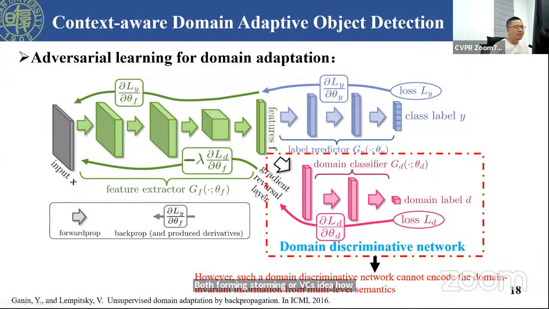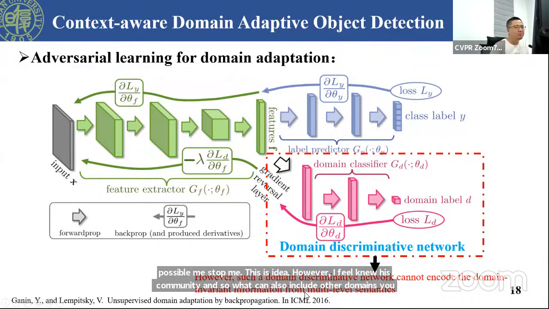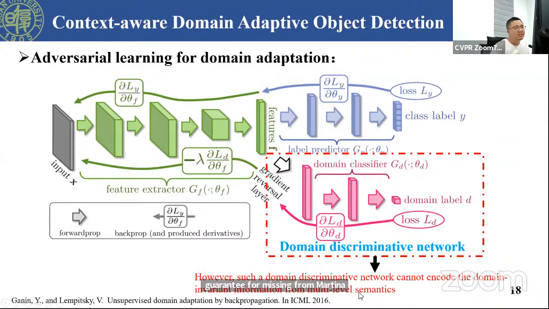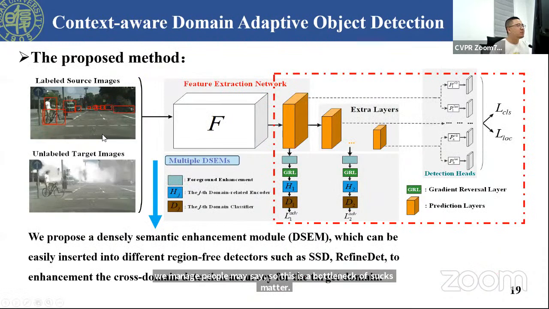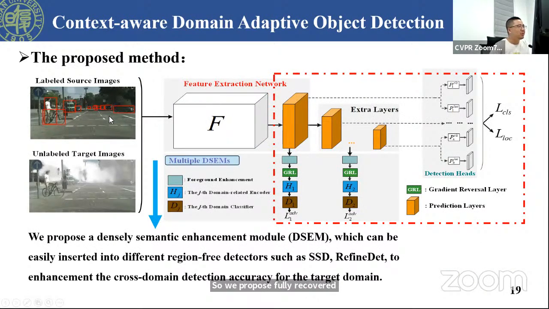However, such a domain discriminative network cannot include domain-invariant information from multi-level semantics. What does multi-level semantics mean? We see this domain classifier only works on a single-level feature F, a single-layer feature F. This cannot include multi-level semantic information. So this is a bottleneck of such methods, and we propose the following method to address this problem.